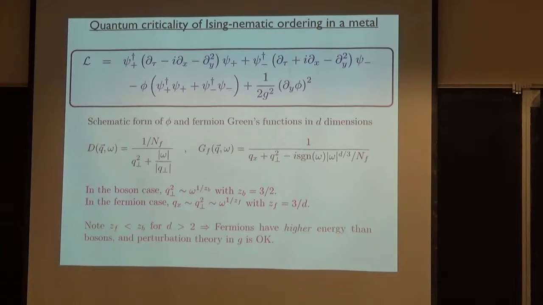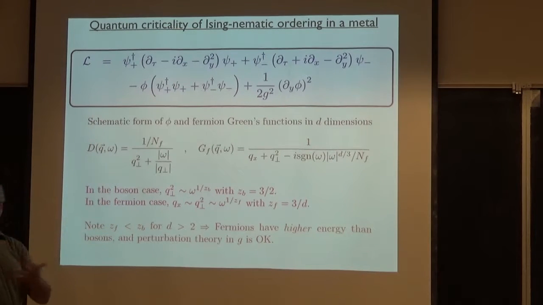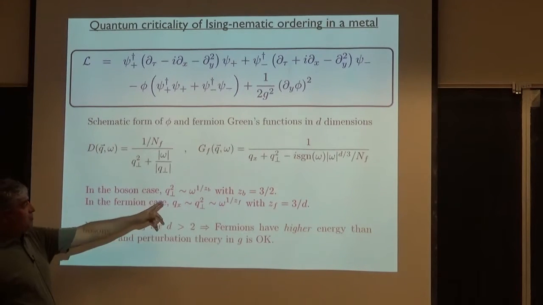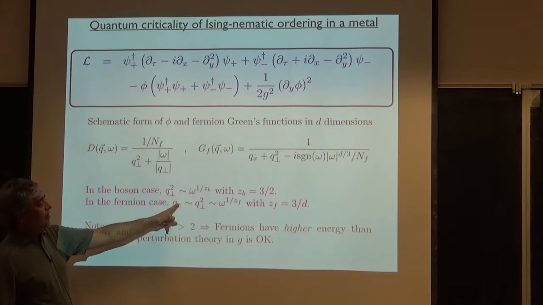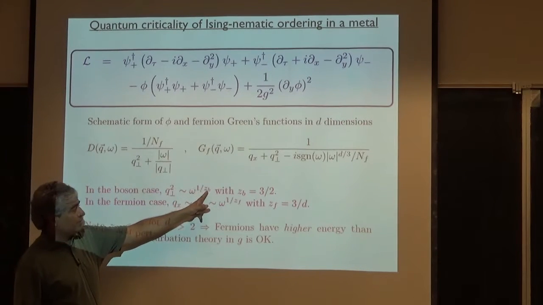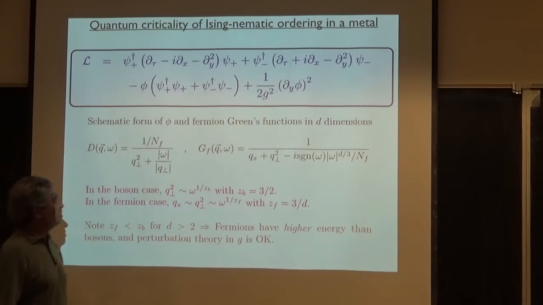Okay, so now if I look at these two expressions and compare how frequencies and momenta scale with each other: with the boson, you find that momenta parallel to the Fermi surface squared scale with omega to the 1 over Z boson, where Z boson is 3/2.